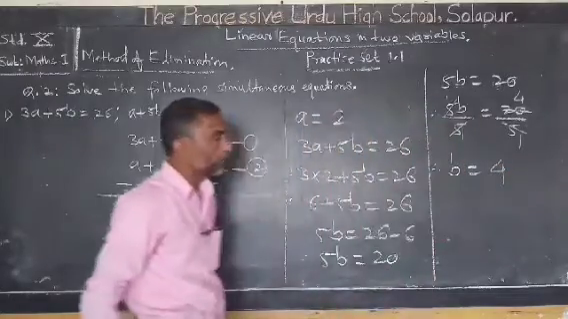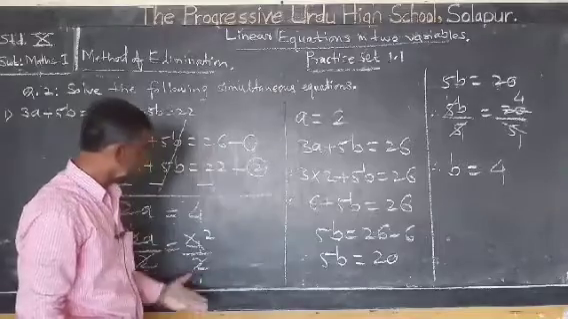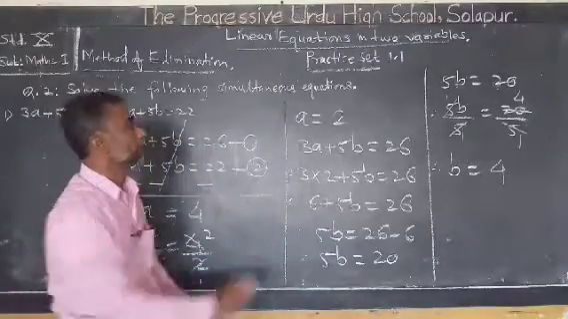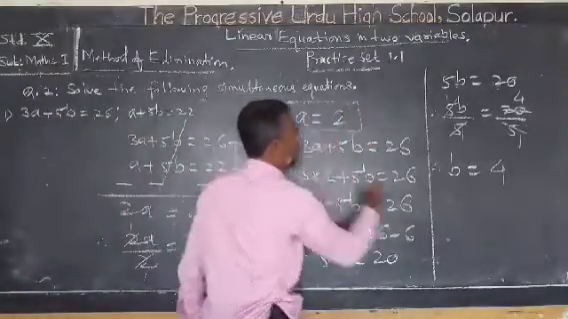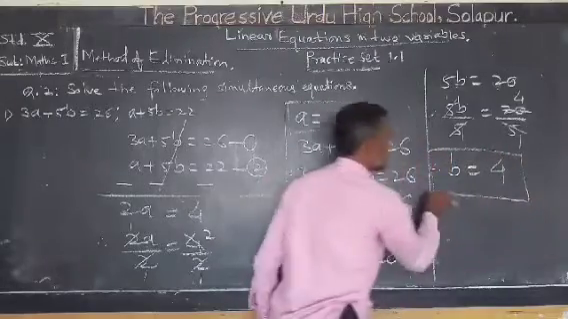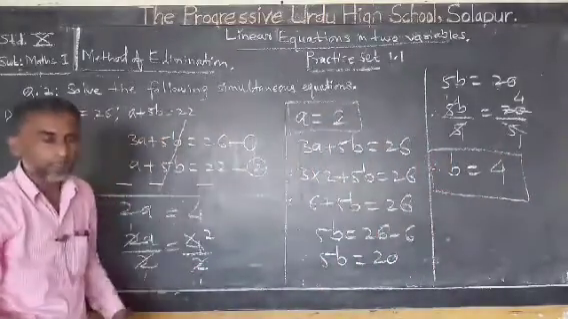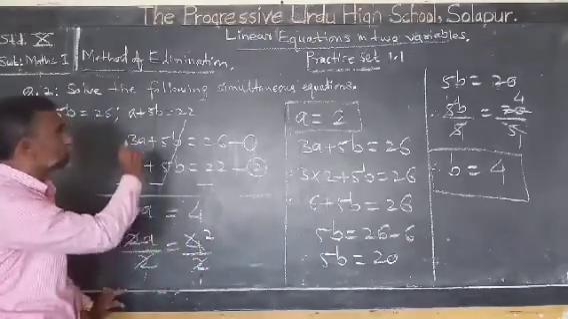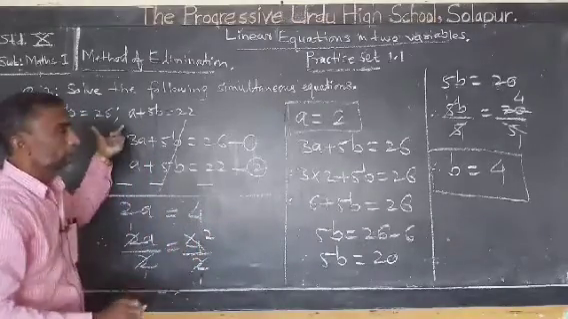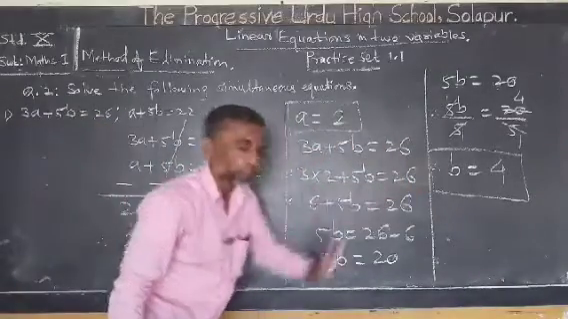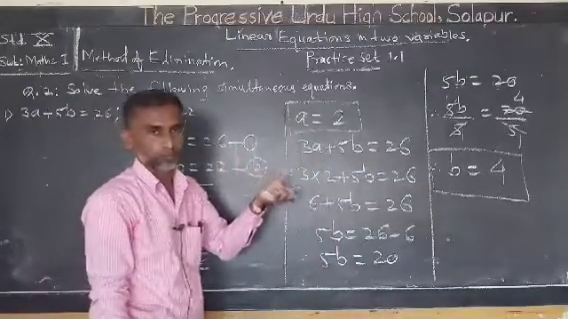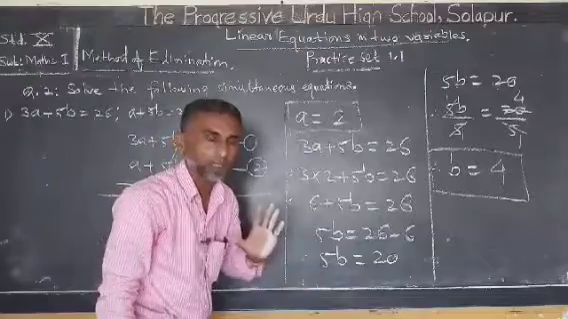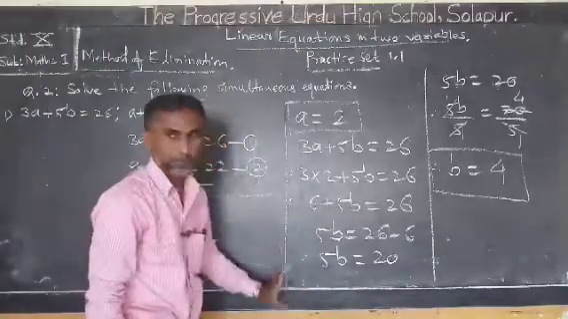In this way, we got the value of a and b. The value of a is 2 and the value of b is 4. You should write in the last line, after solving the example, the solution of the equation is 2, 4. This is a pair of values. This is the solution of the equation, written in the end.